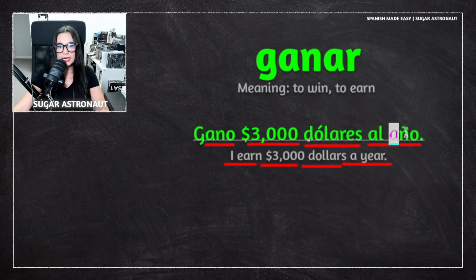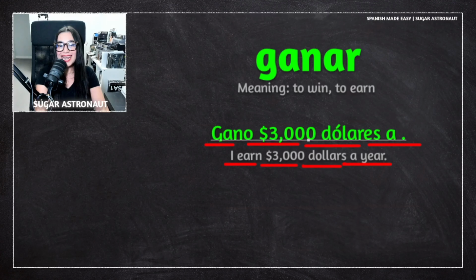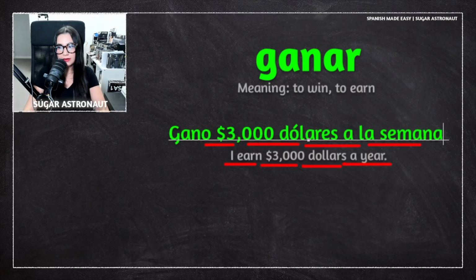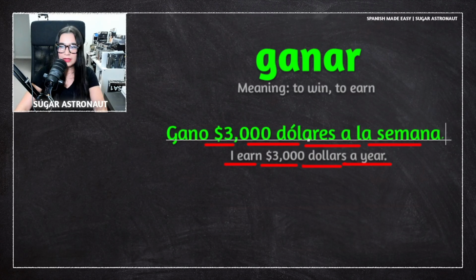You can say also per week, or weekly. So that will be a la semana. Why aren't we saying al semana? That's because semana is feminine. So you don't need the masculine definite article el, you need la. So when you say la, you don't need to say al.